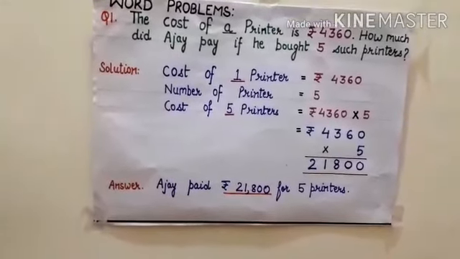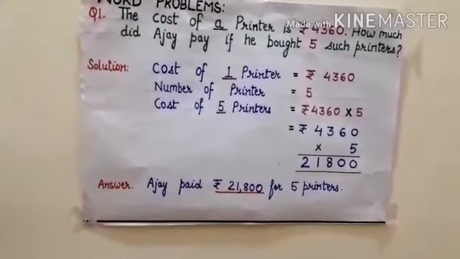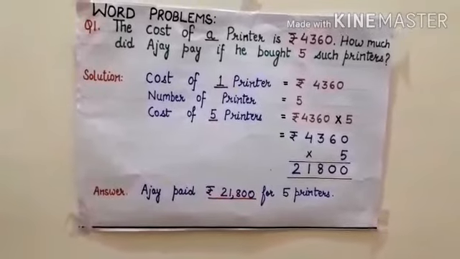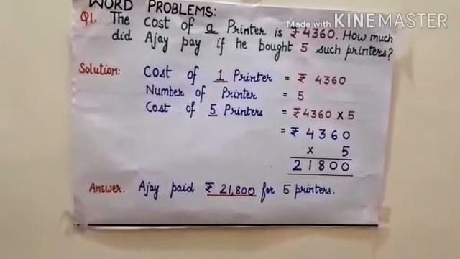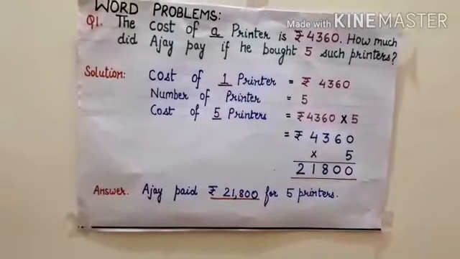So student, while solving the word problem, you have to read and understand the question properly. For that, read the question twice. So let's start. The cost of a printer is rupees 4360. How much did Ajay pay if he bought 5 such printers?